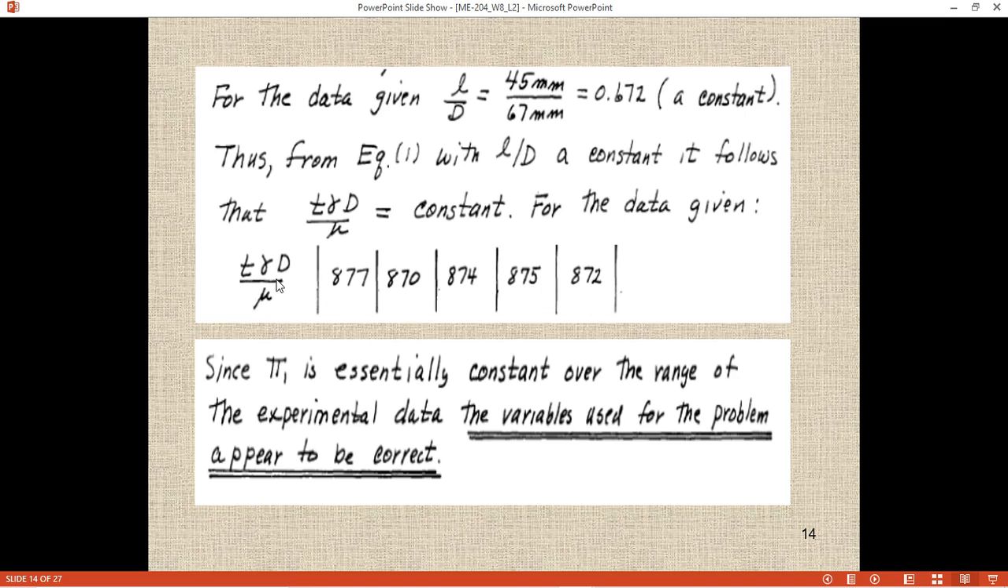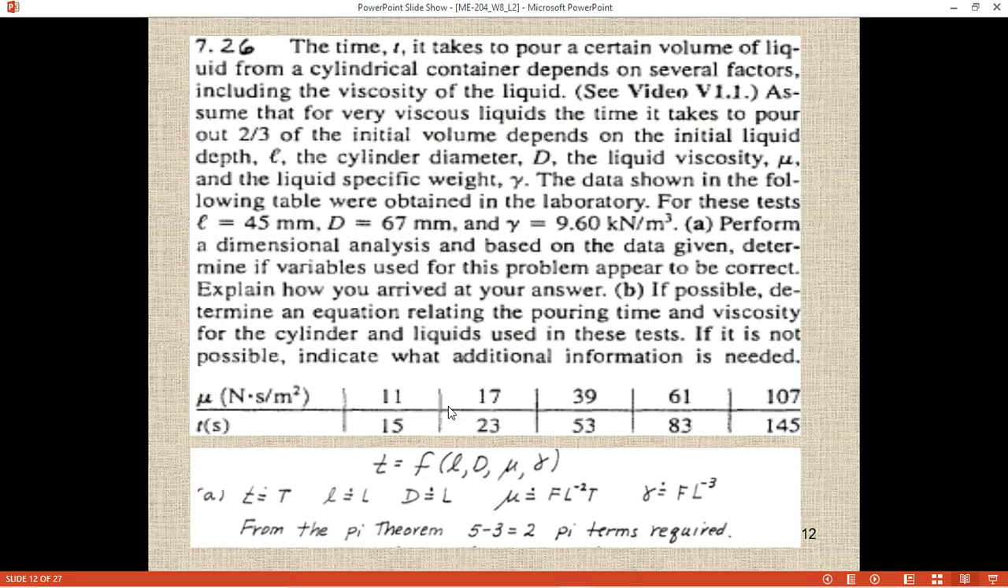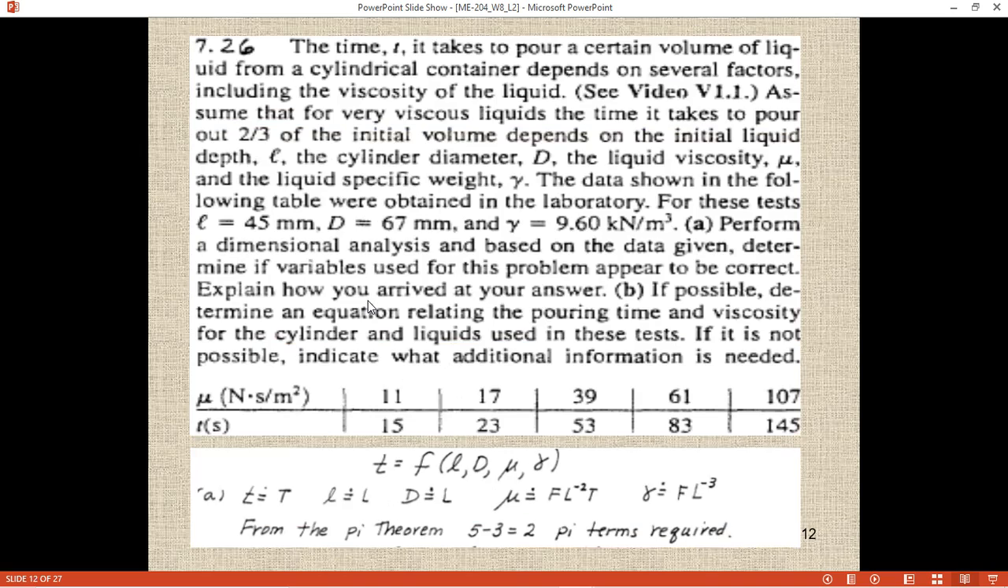We took mu equal to 11 Newton second per meter square. You have to make sure that all the units are in the same system, whether it is the SI system, the FPS system or the CGS system. Here all of them are in the SI system. So I used 11 for the viscosity and the time is 15, and I got this value, 877. For the second fluid I put in its values, and so on.